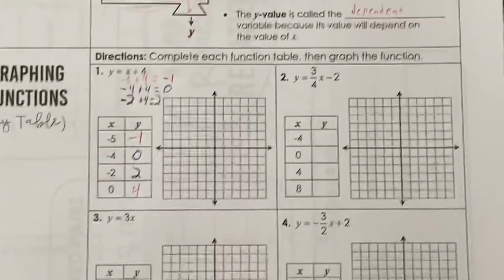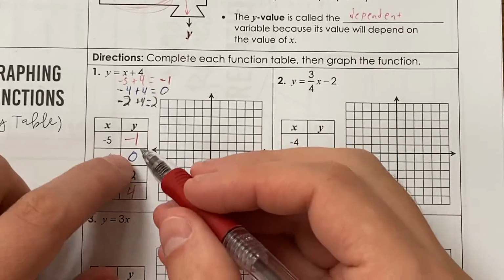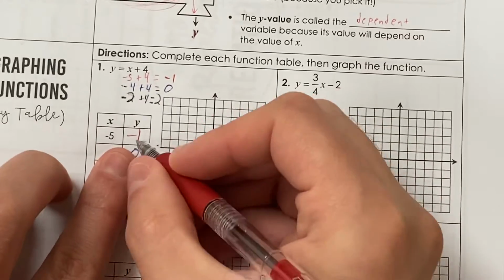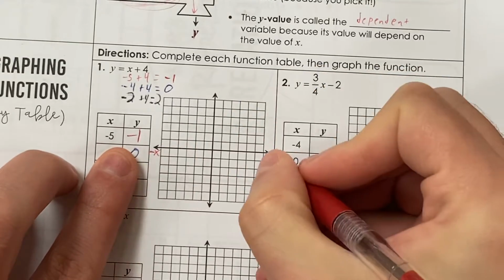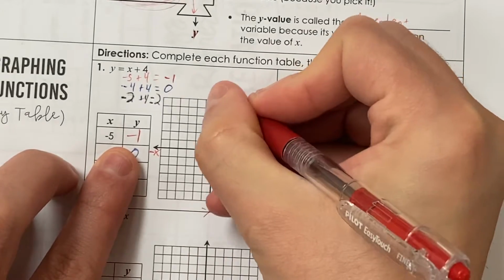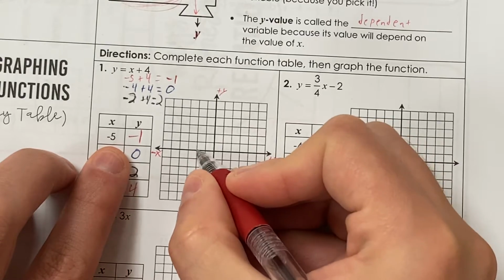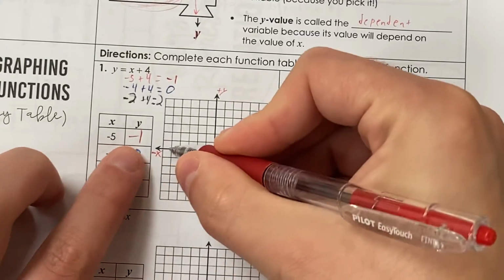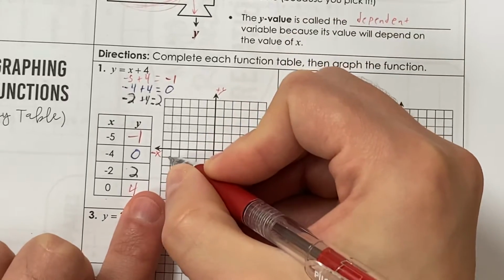Okay, now we're going to plot these points. We have done in a different lesson how to plot points. So -5, -1 is going to be, this is the negative x, this is the positive x, this is the negative y, this is the positive y. So negative x will be -5, 1, 2, 3, 4, 5, and then -1, so you'll go towards the negative values of y to get right there.